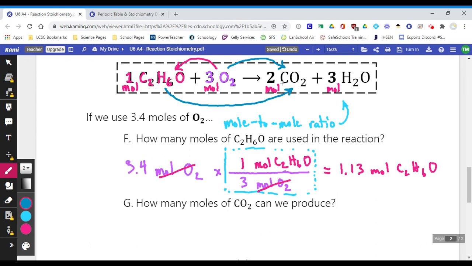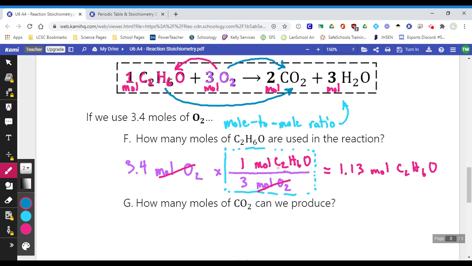Okay, from O2 to CO2, I have a mole-to-mole ratio of 3 to 2. From C2H6O to CO2, I have a ratio of 1 to 2. So I just have to be careful about what I put in my fraction bar. But it should come out the same, so it doesn't really matter which one I use. I'm going to stick with my 3.4 moles because that was something that was given to me. That way, there's no chance of making a mistake.